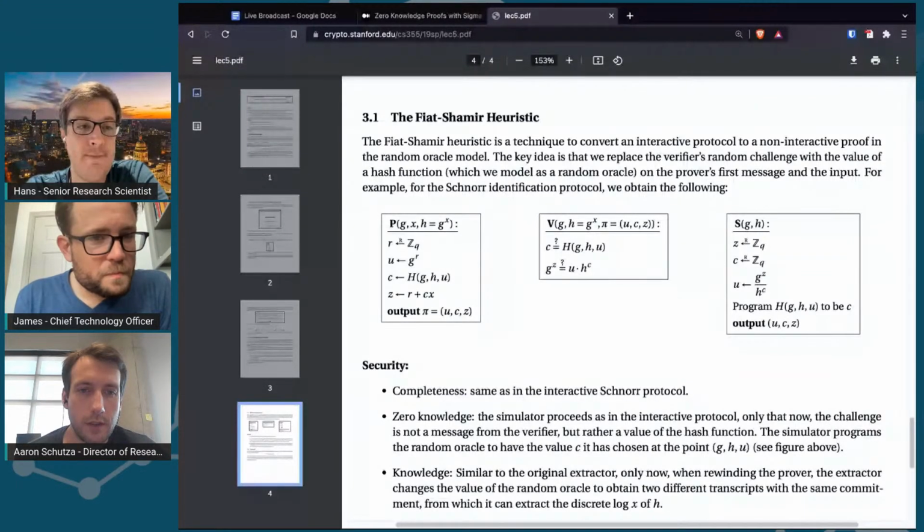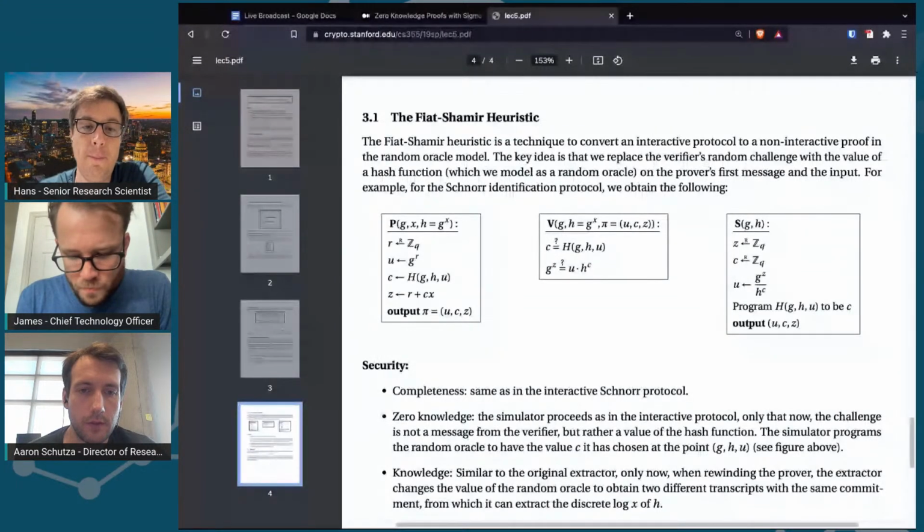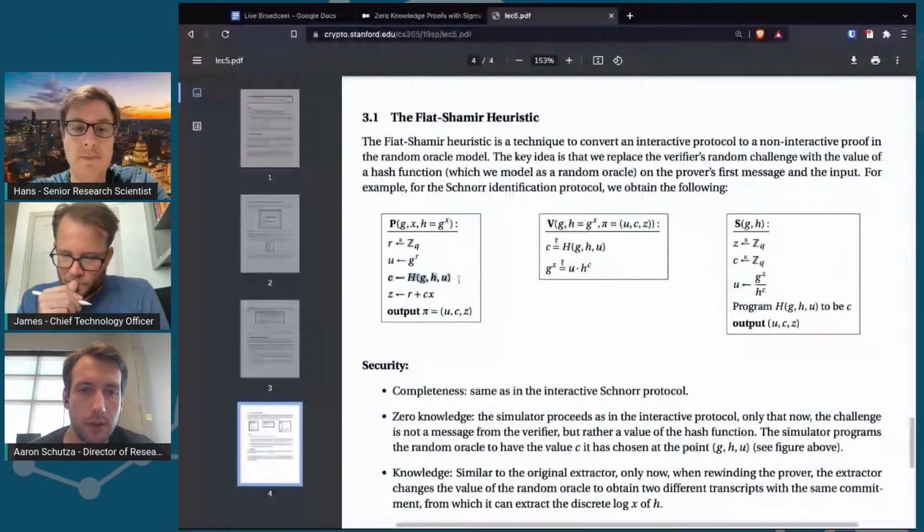So the challenge is replaced by a pseudorandom number that's just generated from the commitment. The idea is that it's unbiasable, and you get a new random challenge each time because you're picking a random commitment each time. Is that the idea? Yeah.